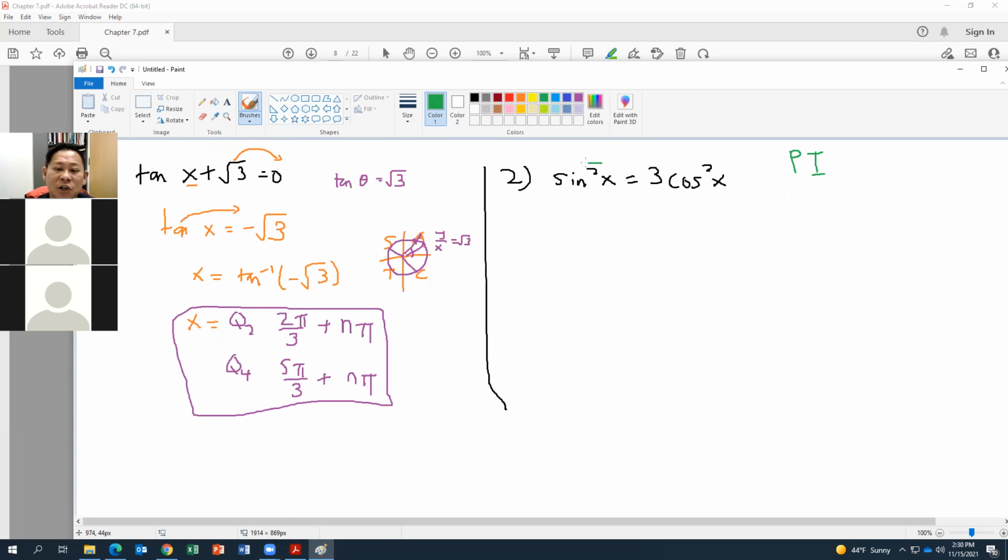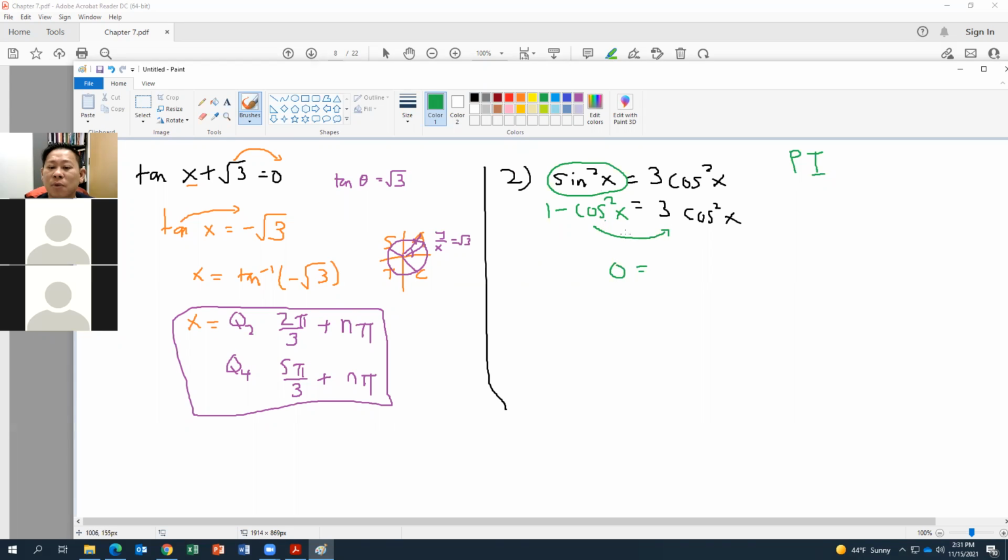So I'm going to change all the sine to cosine because I do not need to distribute the 3 later on. Can someone tell me what is the Pythagorean identity for sine square x? 1 minus cosine square. So you will get 1 minus cosine square x. So this is back to solving equations. Because we got squares, we have to make this equal to 0. So I just move all this over to that side. So you will get 0 here.